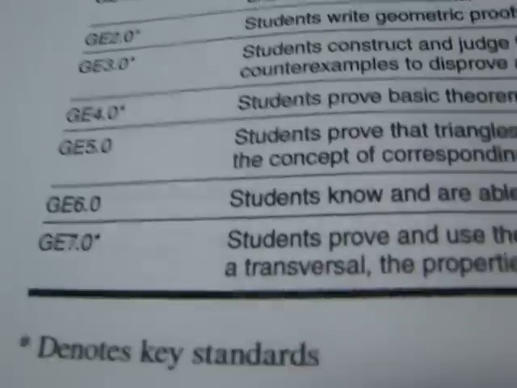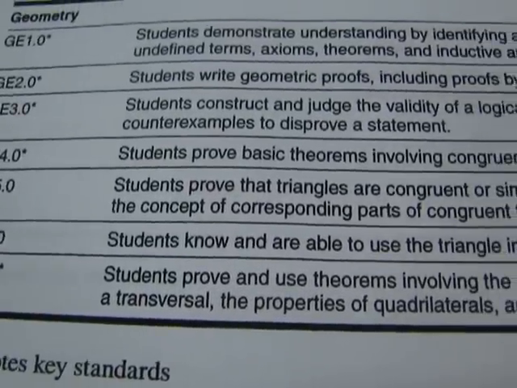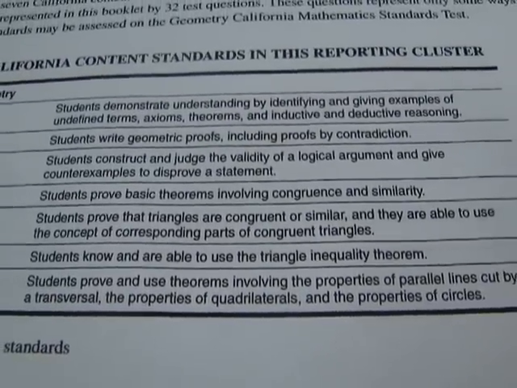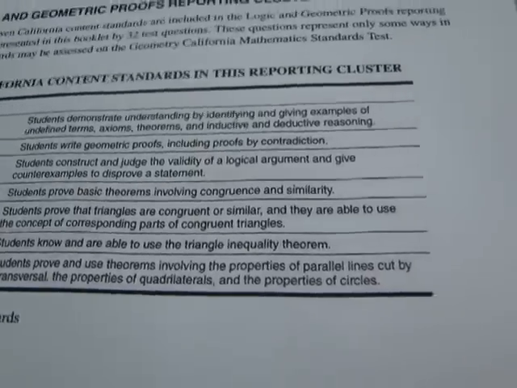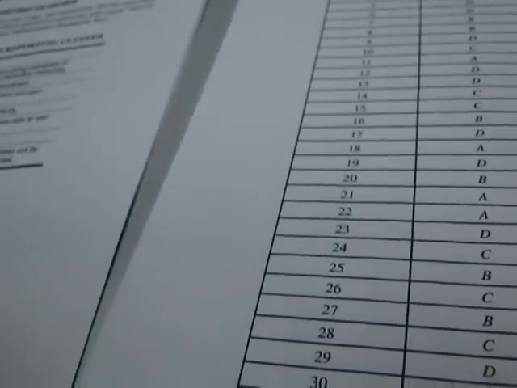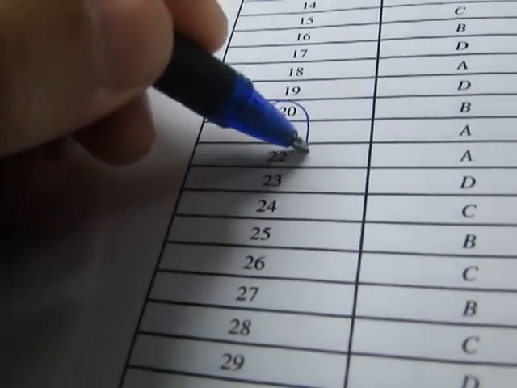Hi, and welcome. Today we're going to be working on standard 5, which is about triangle congruence and similarity. Let's take a look at it. Standard 5. Students prove that triangles are congruent or similar, and they're able to use the concept of corresponding parts of congruent triangles. Okay, standard 5, as you can see, is going to be problems 21, 22, and 23, right there. Okay, so let's look at problem 21.